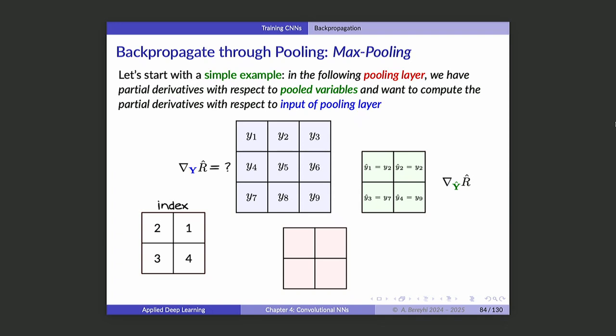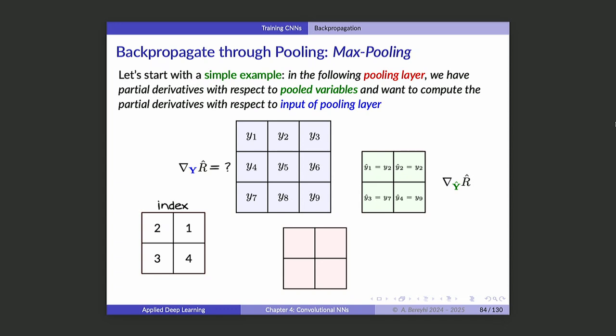Now, the first thing that I need to compute is the partial derivative of r hat with respect to y1. Okay. Now, how can I write it down if I want to do chain rule? I have partial derivative of r hat with respect to y hat 1. I have it. What should I do next? Derivative of, tell me, what should I multiply here? With respect to? Great.